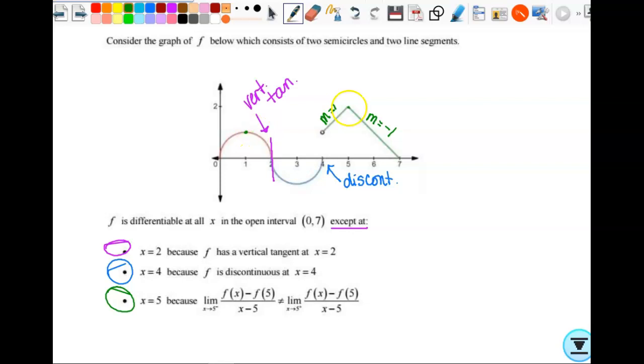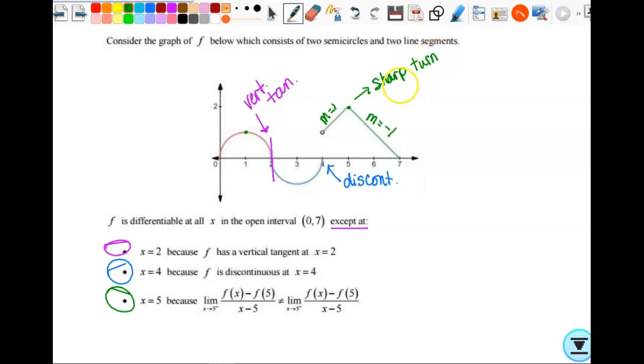What's the difference between here and here? The shape of the graph. This is smooth and curvy. This is pointy, right? So you can't come to a point. Everything's nice and curvy, we're fine. It comes to a point, that's bad. So this is what we can call a sharp turn.